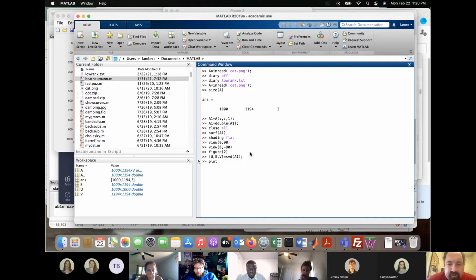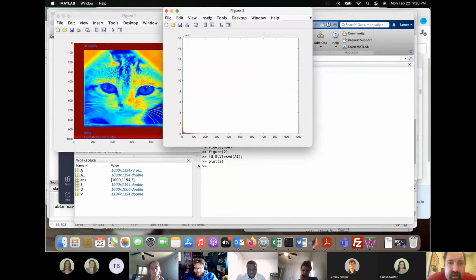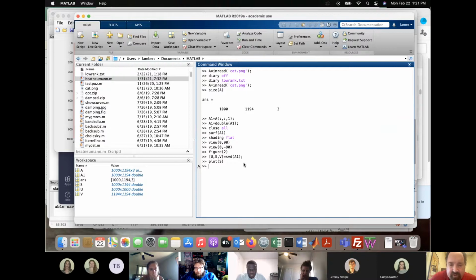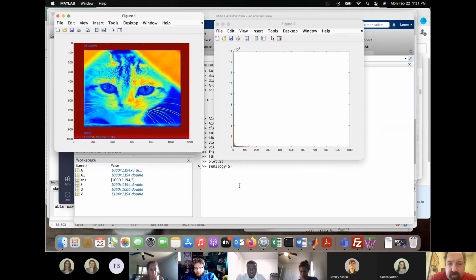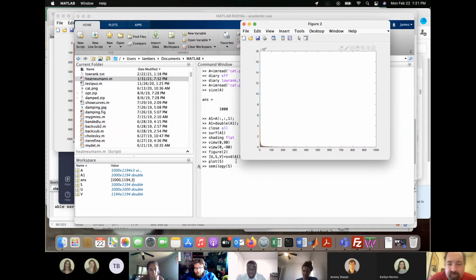And I'm going to plot S. Actually, you can't really tell very well, but the singular values tail off very sharply. I'm going to plot it again on a log scale, semilogy. All right, I want figure 2.